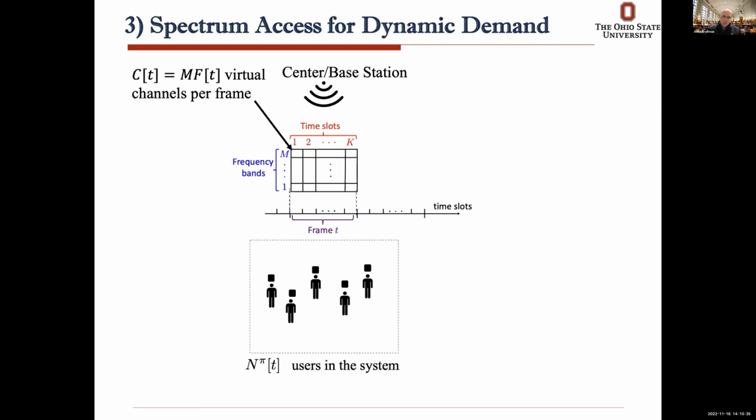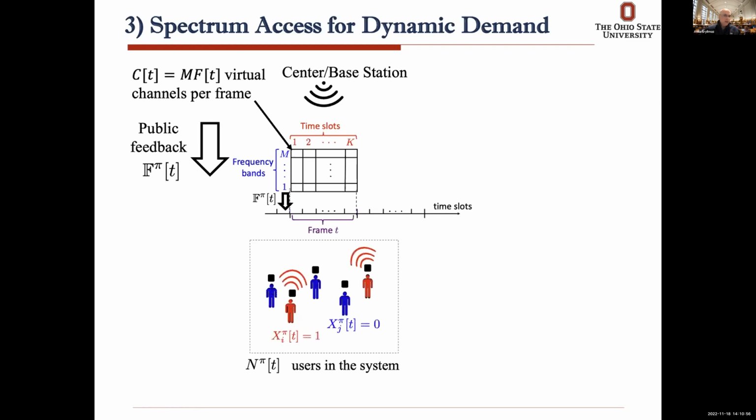At the beginning, the way the system works is the following. You've got a certain number of users in the system, N(t) here. These can be active IoT devices, as I initially said. At the beginning of the frame, a public feedback, which we have to design, is sent and received by all these users in the system. They make a decision to activate independently of each other.